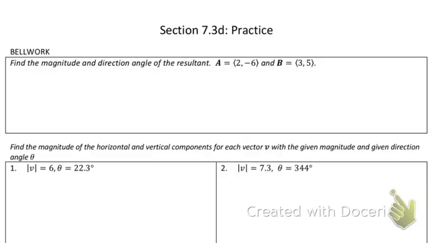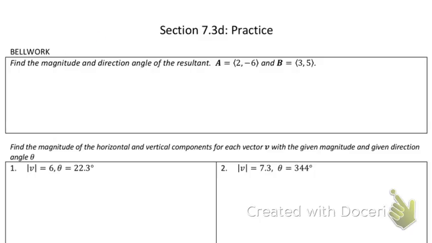Rather than showing just the picture. All right, we're directed to find the magnitude. It'll come up when I start writing. We are directed to find the magnitude and directional angle of the resultant. Remember, resultant is what happens when I add my x values together and what happens when I add my y values together.